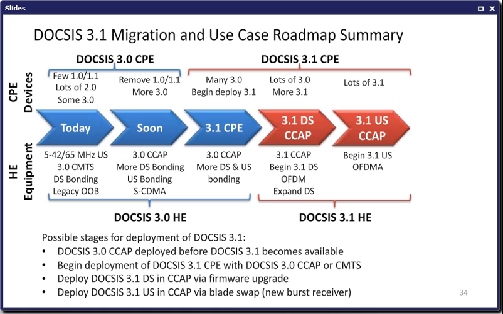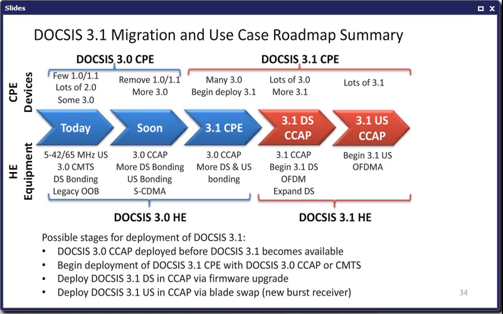Then eventually we might start deploying the upstream when the upstream line cards become available. We might begin deploying DOCSIS 3.1 upstream capacity and begin using that additional capacity for the modems that support it. A couple of things are interesting about the upstream. While the upstream line cards may become available after the downstream line cards, it is not necessarily the case that one needs to deploy downstream capacity in order to use the upstream DOCSIS 3.1 capacity.